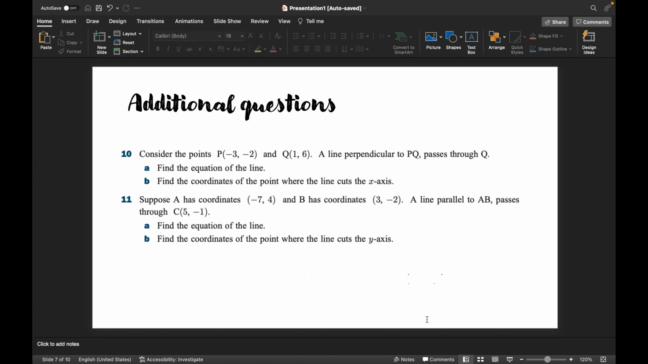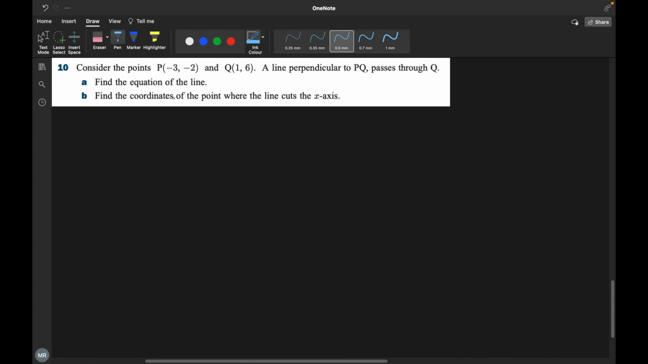Moving on to the harder questions. So yeah, let's work on this. So we have to consider the following points, which is P with coordinates negative 2, negative 3, and Q with coordinates negative 2, 1 by 6. So a line perpendicular to this line passes through Q. Okay, so now we have to find the equation of the line.